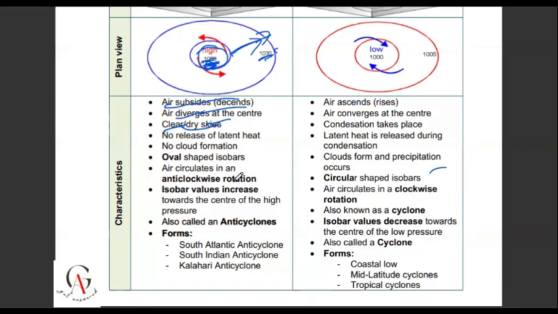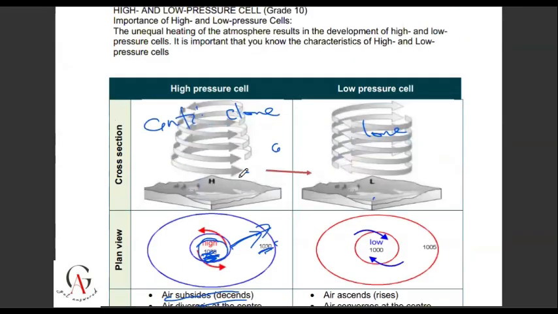Right, then we quickly go to the low pressure cells, which are the cyclonic conditions. Here it is basically the opposite. We have said that the high pressure cell is an anticyclone. Now the low pressure cell is a cyclone, a cyclonic system. And how does it operate?